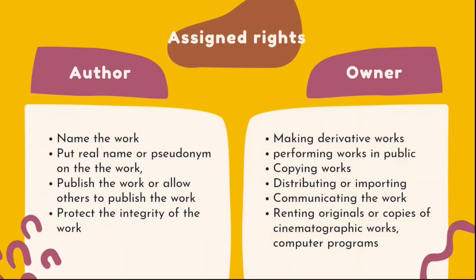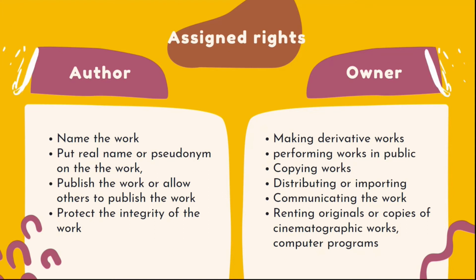Let's move to part 2, assigned rights. About the author: in accordance with the moral rights specified in Article 19 of the Intellectual Property Law, including naming the work, putting a real name or pseudonym on the work, publishing the work or allowing others to publish the work, and protecting the integrity of the work, not allowing others to modify, mutilate, or distort the work in any way that is detrimental to the honor and reputation of the author.